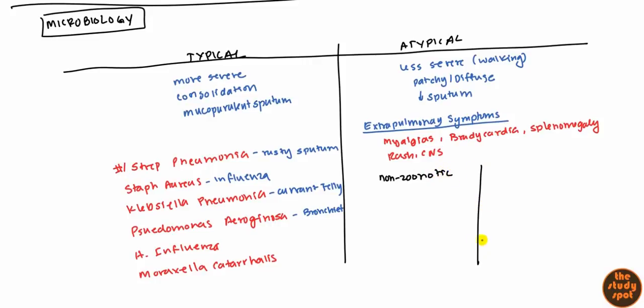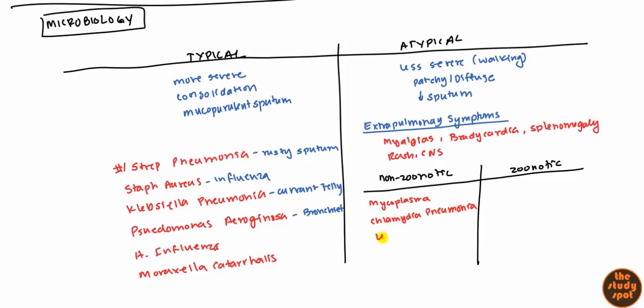Now, atypical is broken up into non-zoonotic and zoonotic, and this just means the patient gets the bug either through an animal or not through an animal. So in non-zoonotic, the patient is not receiving the bug through an animal. The three most common bacterial causes are Mycoplasma, Chlamydia pneumoniae, and Legionella.